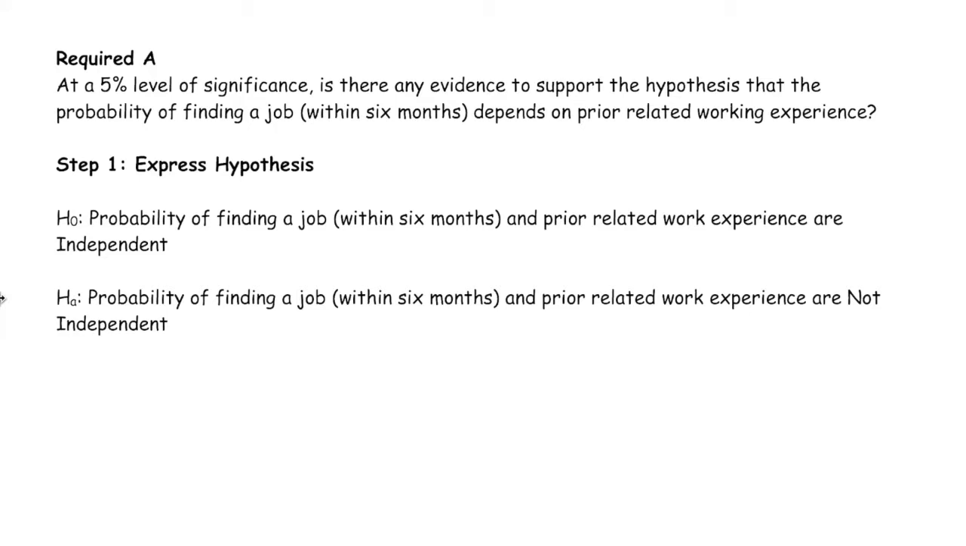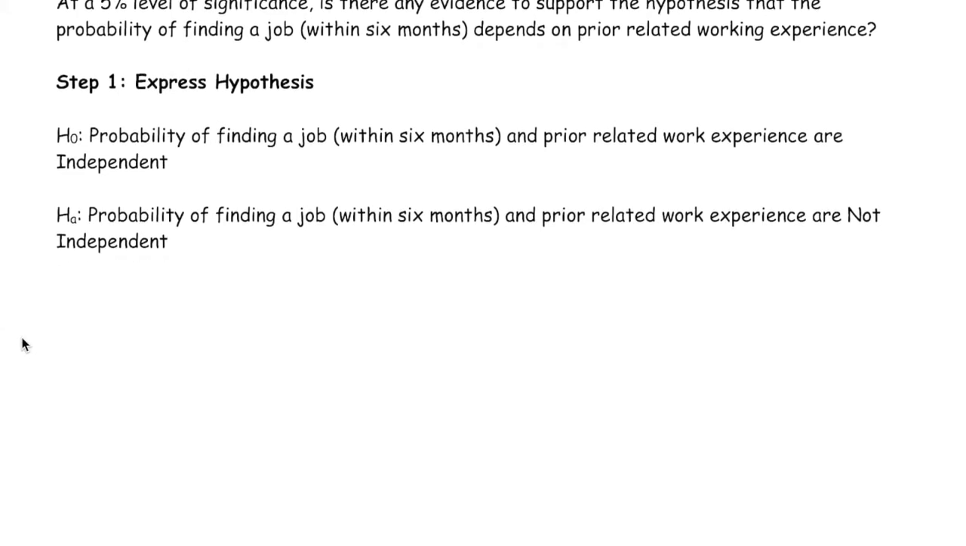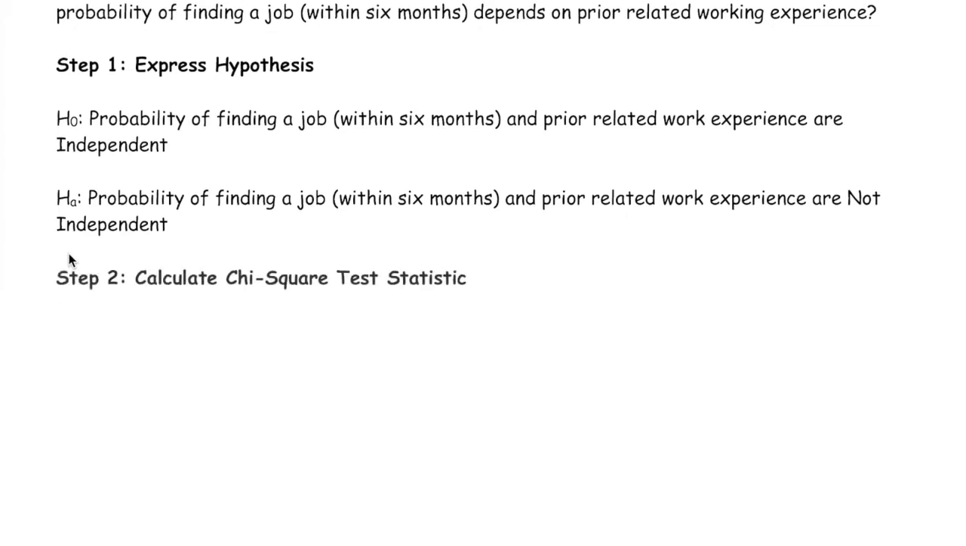In H0 you could say things like probability of finding a job within 6 months and prior related work experience are independent, and in HA you're going to want to test whether the probability of finding a job within 6 months and prior related work experience are not independent. The next step of any hypothesis test is to calculate a test statistic. Now when it comes to a chi-square test for independence, this is perhaps the most tedious step, and it's simply because it involves a bunch of repetitive calculations.